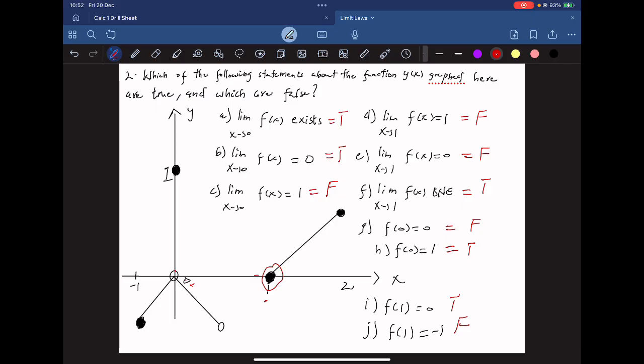I hope this explains the concept of limit laws.